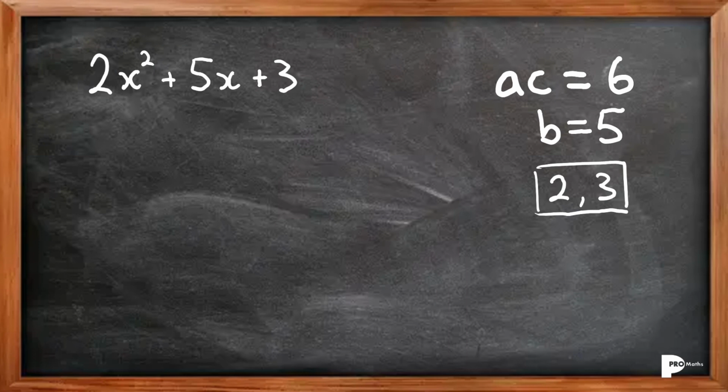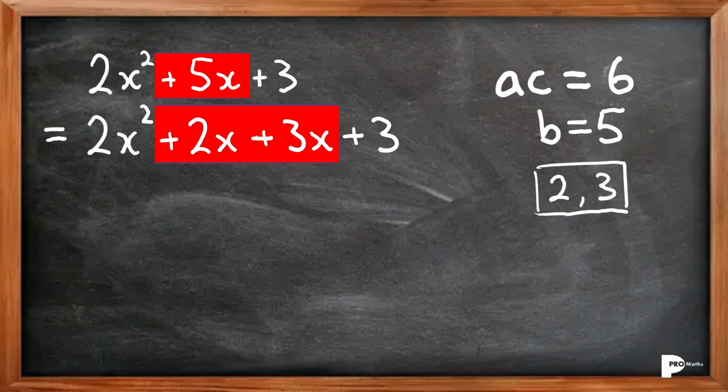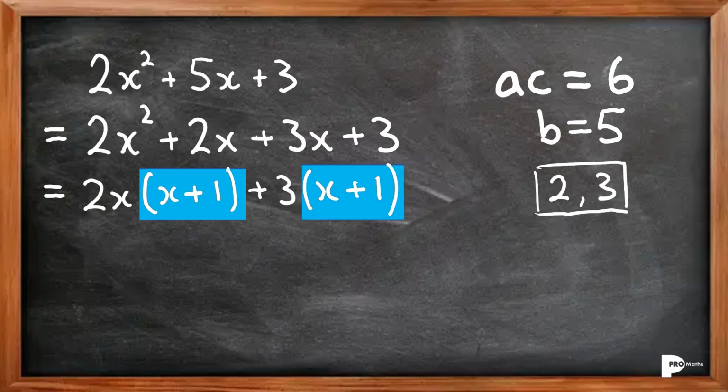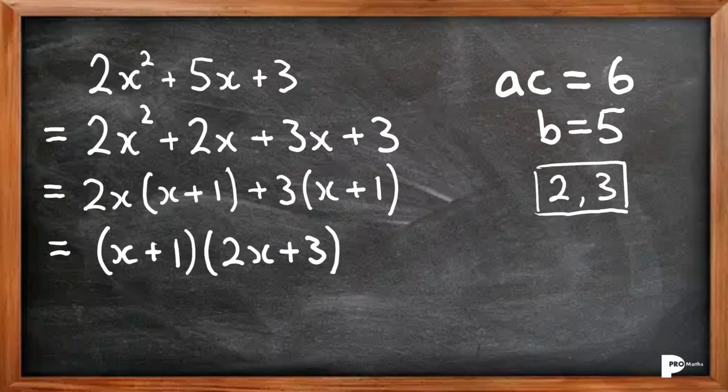This time, we use these two numbers to rewrite our x term. So 5x would now become 2x plus 3x, like this. Now we have 4 terms, and we factorize 2 terms at a time using the highest common factor, like this. See how we have a common factor now? It's just a bracket. It's got 2 terms instead of 1. So let's factorize this, giving us x plus 1 times 2x plus 3.